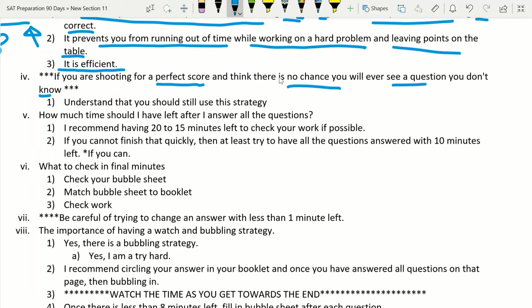So if you're shooting for a perfect score, I still think that this is the best strategy for you because it's still going to make sure you're maximizing your potential points. You should still use this strategy if you're shooting for a perfect score, in my opinion. I think that it's the most efficient way to do it. I don't think that there is any more efficient way to do it, and I think that this would be the best way in my opinion. This is the strategy that I used, and this is the strategy that I would recommend you use as well.